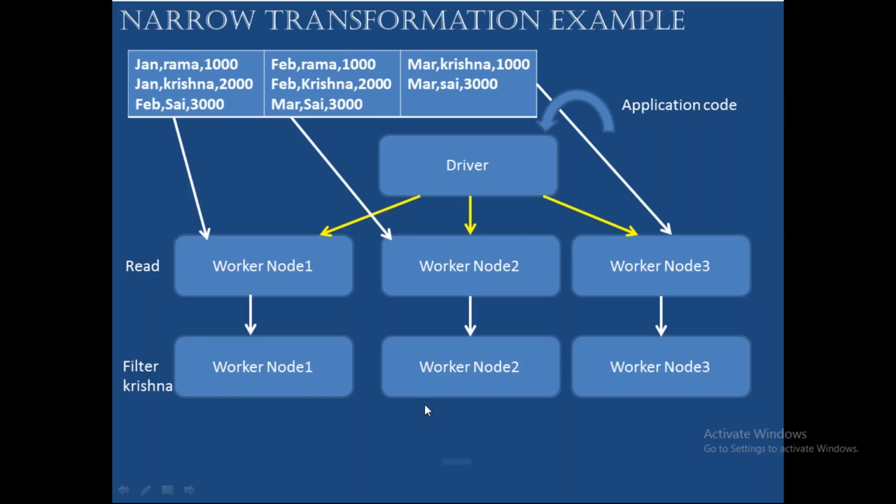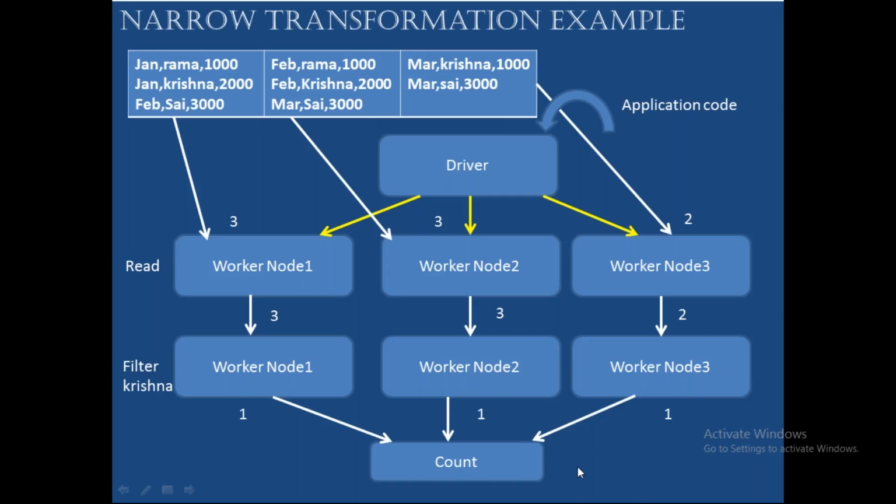Now I'm going to apply action. When I say count, then it will start reading data. Okay, 332 records it read. So these three records it submitted on this, these three submitted on this, these two submitted on this. So it is going to filter out. Out of these three, result is one. Out of these three, result is one. Out of these two, result is one. So count result equal to 3. The count value equal to 3 it will give, because 1 plus 1 plus 1.